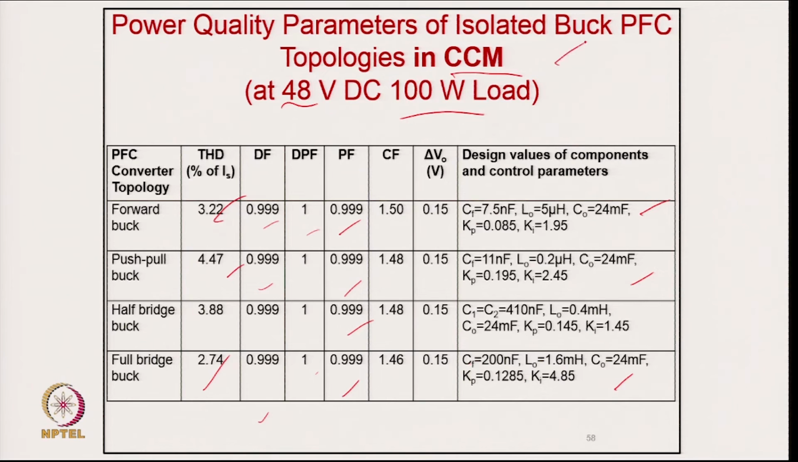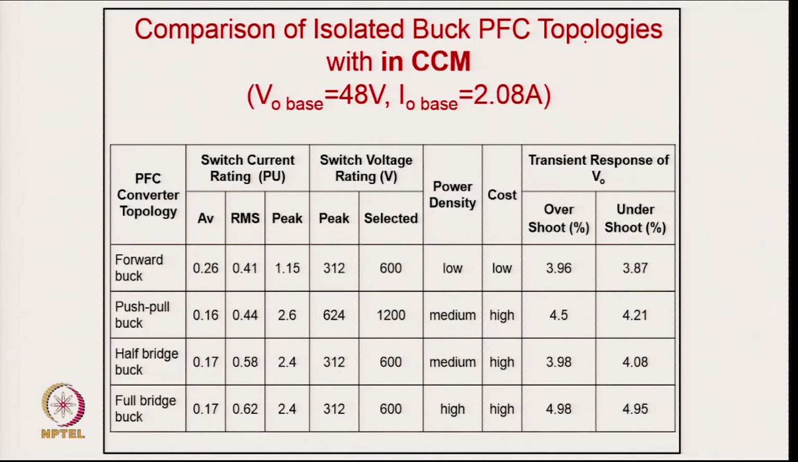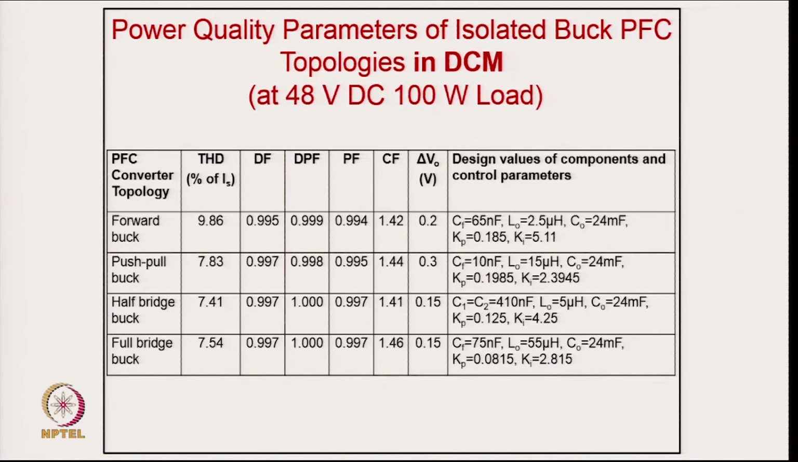So, this is the performance with the CCM, and this corresponds to, you can call it, the switch voltage rating, switch current rating, the power density, and of course cost and other factors, for all these 4 modes. A similar exercise is here for DCM with the same output power of 48 volt and 100 watt, just to give you an idea of the relative components and gains.